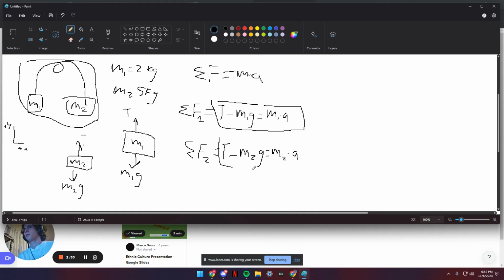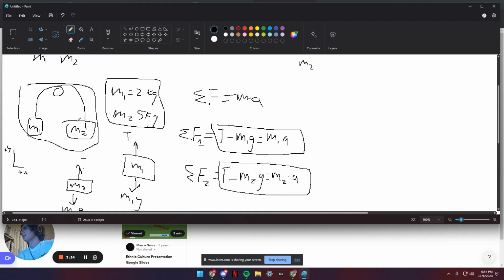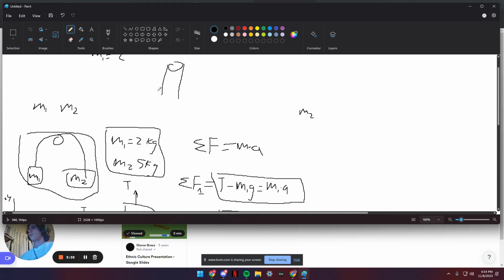But we're not done with these equations yet, because we have to think about this in a theoretical way. Let's think about which one of these masses would be accelerating up and which one would be accelerating down. We know the more massive object is going to have a higher downward force from gravity. So 5 and 2, this is the more massive object. It's going to experience more force downward, and this is going to experience a little force downward.